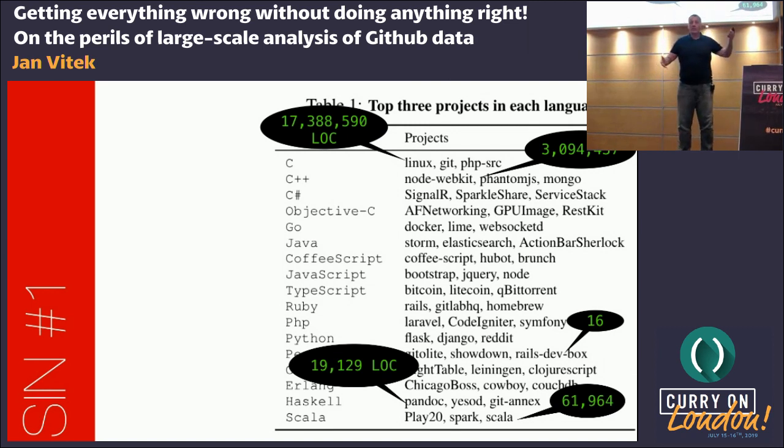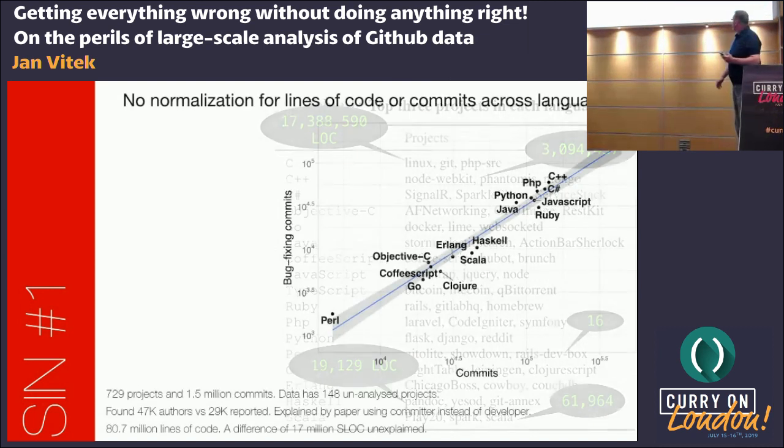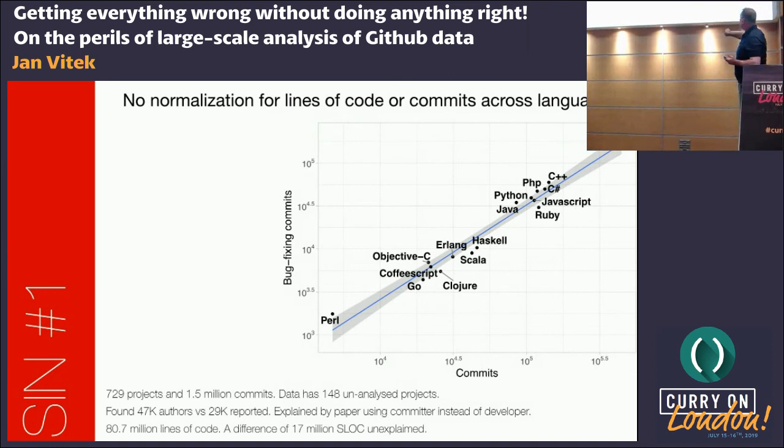Now, the point here is you're going to make conclusions on projects that range from 3 million to 16 lines of code, and somehow they're all treated the same. They have the same weight. It's unlikely to be good. Here's a graph that gives you the same thing in another representation. On one axis are the commits in log scale, and the other axis is the number of bugs. I've drawn a line through this, and you can see that most languages are kind of close to that line, but some languages have much fewer commits, and C, for instance, has plenty of them. So you're comparing very, very different beasts, right? So that's the first sin.